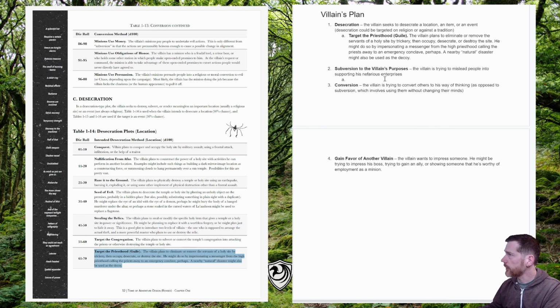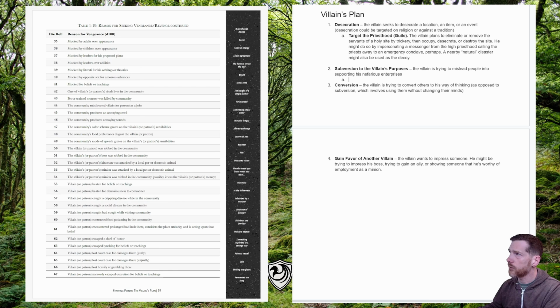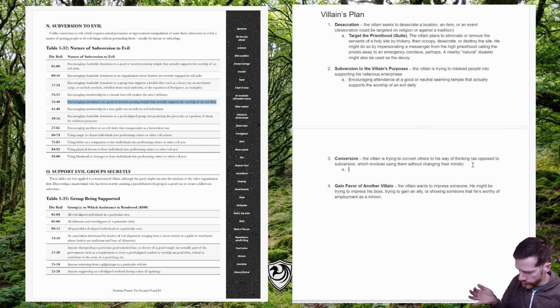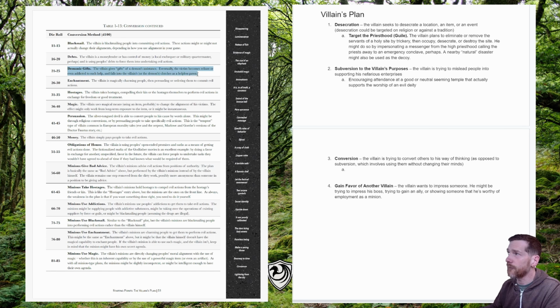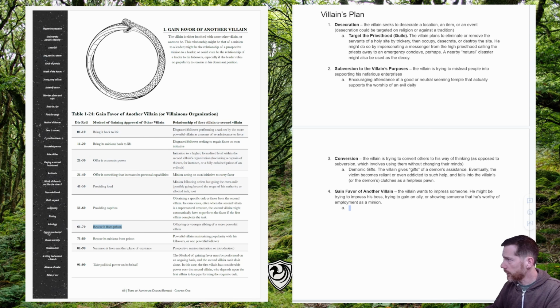All right, up next we have a subversion to the villain's plans. So they're going to do this by encouraging attendance at a good or neutral seeming temple that actually supports the worship of an evil deity. Conversion. They're going to convert people through demonic gifts. All right, and then item number 4, gain favor of another villain. And they do that by rescuing it from prison. Minion acting on own initiative to curry favor.